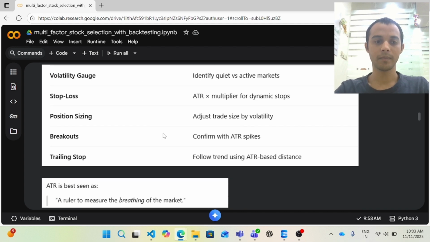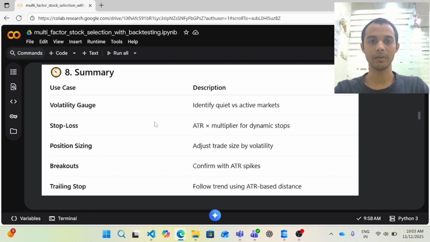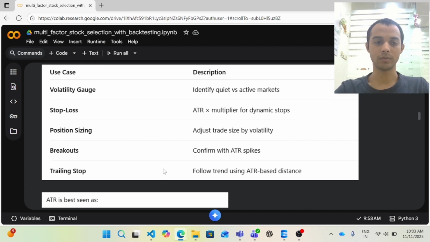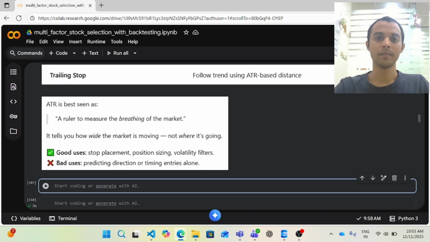This is a summary of the things we can use ATR for. The important things I will tell you: volatility gauge, stop loss, finding breakouts, and trailing stop also. ATR tells you how wide the market may move, but not the actual direction of where it will go. So make sure you remember it and use it with other trend indicators that may tell you that the trend is upwards or downwards. With ATR, you get that the market may move this much, downwards or upwards. So let us code it.